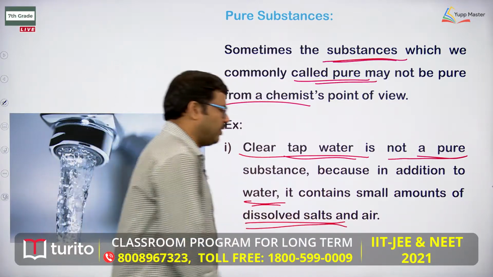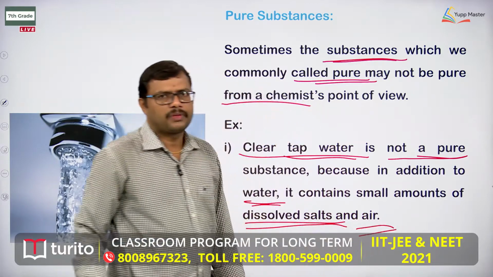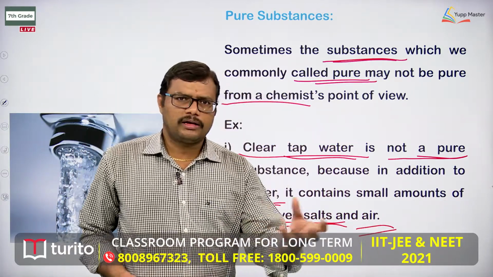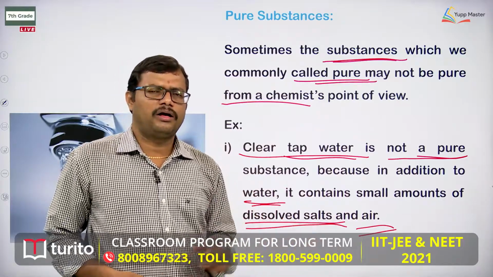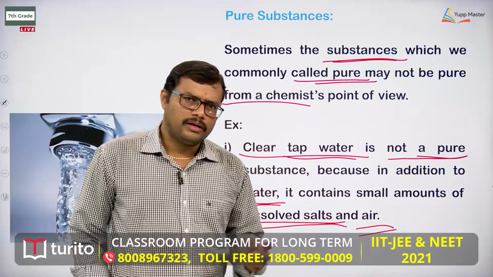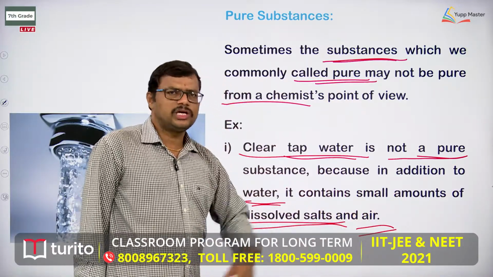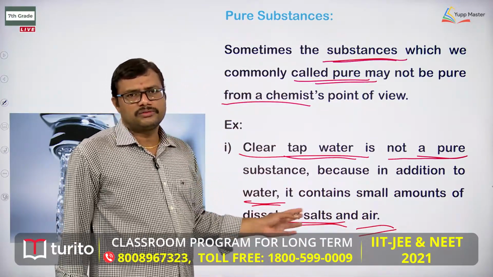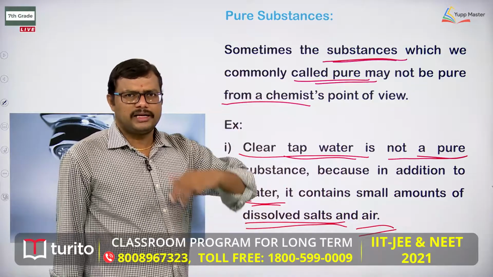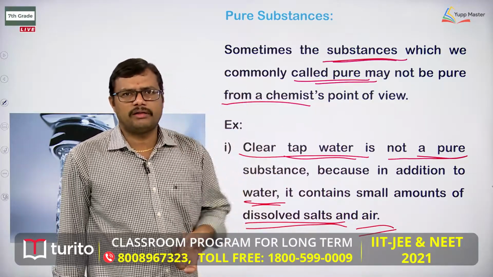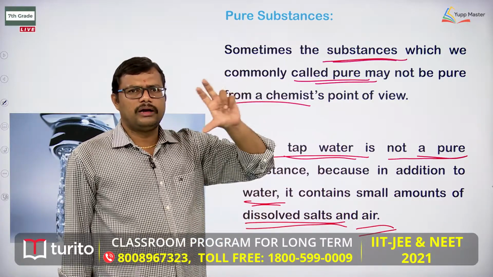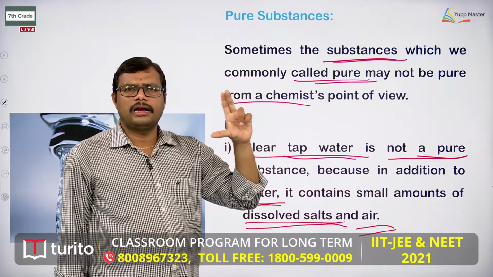It may even contain dissolved oxygen. Whenever we collect a sample of water from a pond or from a tap, it generally contains oxygen or air dissolved in it, or some salts dissolved in it. But as they are dissolved in water, we cannot see them with our naked eye. The water sample looks like a clear one.